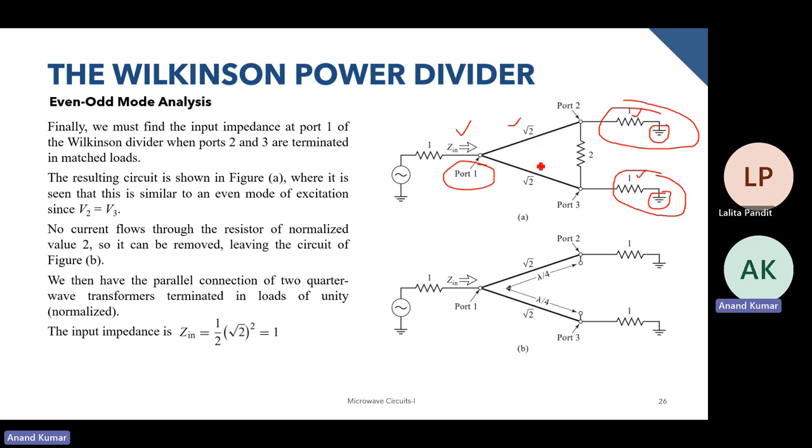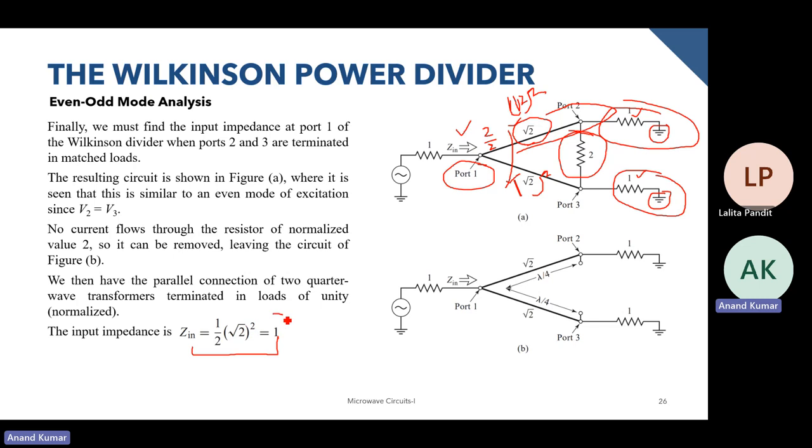So we have this as root two over here, and if both of them are given the same potential, we can just remove this, because no current will flow through this resistor, and this is the quarter wave situation going on over here. If this is one, the input impedance of this arm will become equal to root two square. Similarly, this will also become equal to root two square. And since both of them are in parallel, we will get root 2 square by 2, which is equal to one. So that is what is done over here.